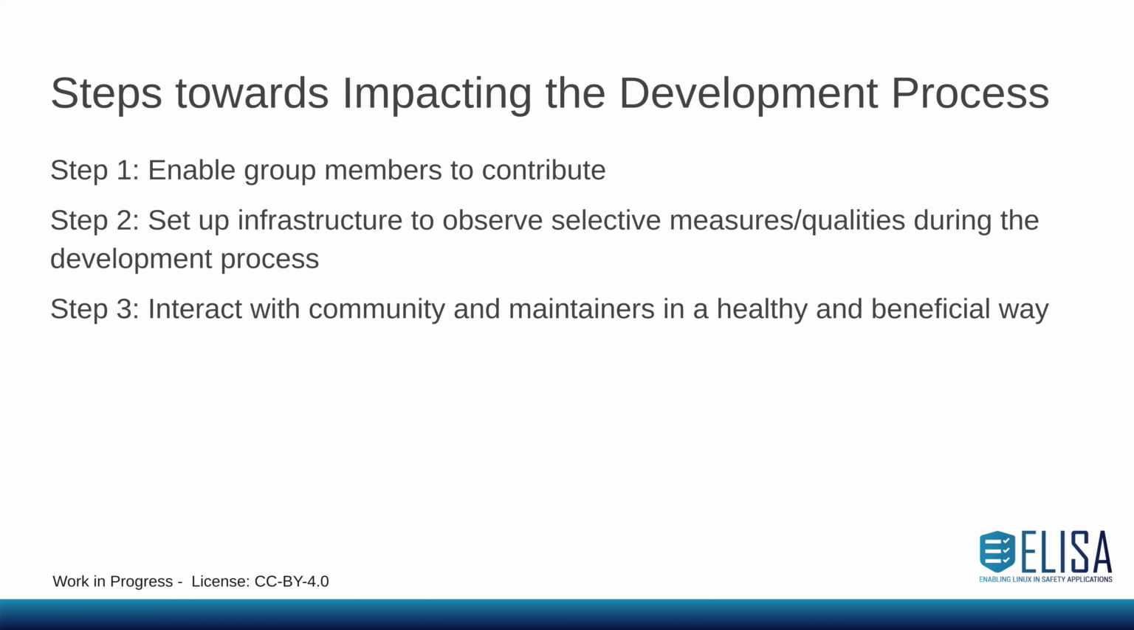So there are basically 3 steps that we are going to take. First one is that we need to enable the group members to contribute. Secondly, we need to set up infrastructure to observe the selective measures or qualities that might be of interest for us. And then we need to interact with the community in a healthy and beneficial way. And I'll go into detail what kind of possibilities we have for those 3 steps.